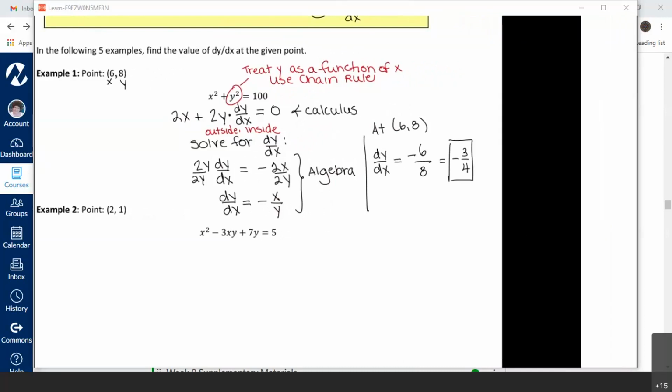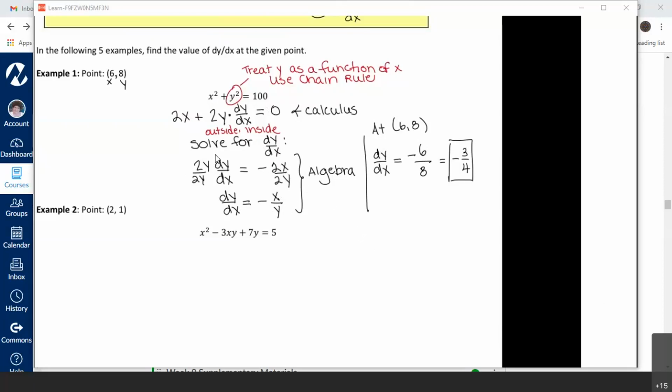Okay, so again, that is the slope of a tangent line. You can have a question about whether you can plug the points in before you do the algebra. Sure, you can do that. I personally like to get the equation first, because once you get the equation, this is like saying y prime or f prime of x is negative x over y. And then you can plug in whatever values you want.